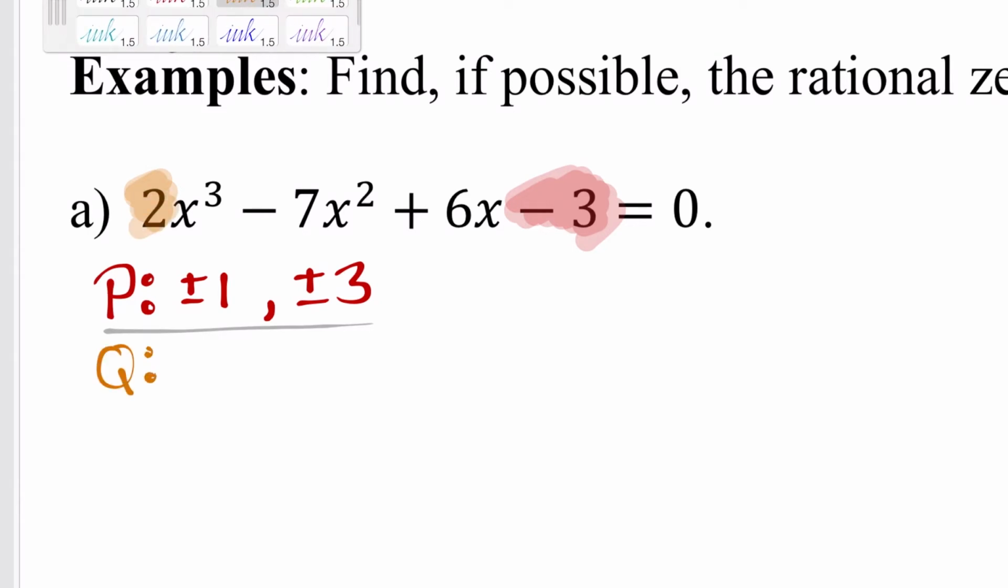So then my factors of 2 are 1 and 2. Again, I'm going to use plus and minus because positive 1 and positive 2 would multiply to give me positive 2. Negative 1 times negative 2 would multiply to give me positive 2 as well.